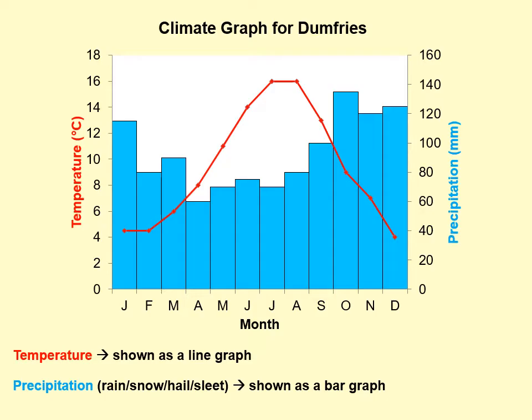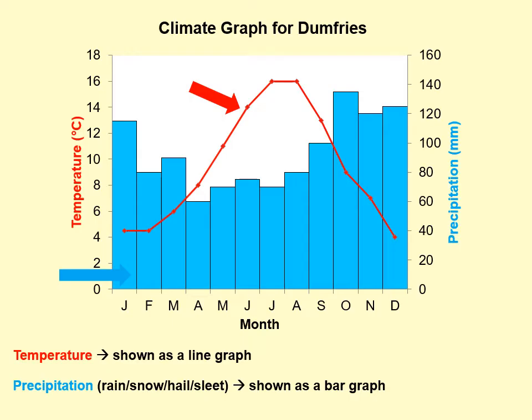Okay, so here we have a climate graph, and this climate graph is for Dumfries, which is a town in southwest Scotland. And like we said, there are two graphs in one here. So the red line is showing us temperature. Temperature is always shown as a line graph on a climate graph. Okay, and if that climate graph is in colour, this line will usually be red. Precipitation, remember rain, snow, hail, sleet, is shown using a bar graph, and if this climate graph is in colour, those bars will be blue.